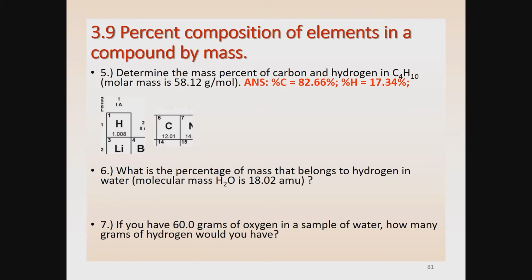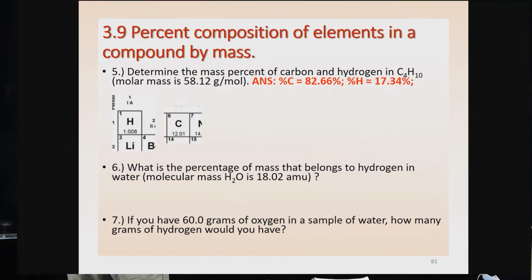Okay, so I think the best way to handle understanding how to do this is by doing some problems. So let's look at the first problem. The first problem is determine the mass percentage of carbon and hydrogen in that molecule there, which is C4H10. And then I give you a molar mass for that. So this is how you would end up doing this problem. So you have C4H10. So I'll write this here.